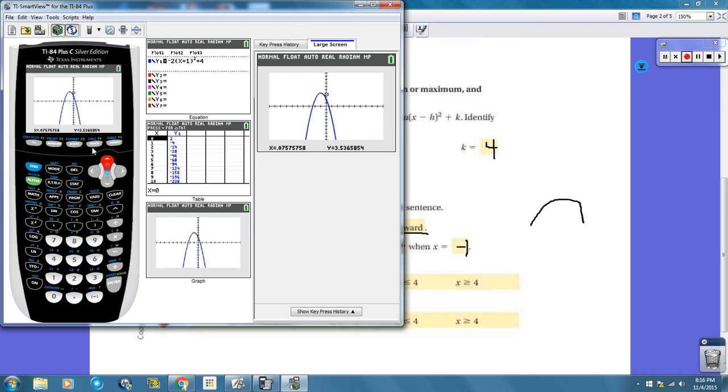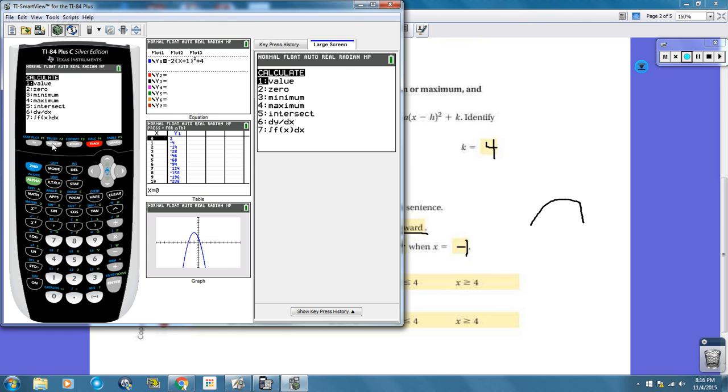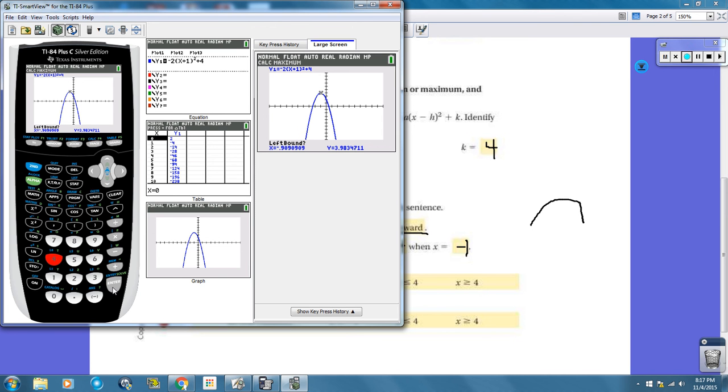Okay, let's try tracing it. Now let's see if we do it. And the TI unfortunately is kind of weird like that. But I'm working on trying to make it. So we're going to hit enter, enter, enter.